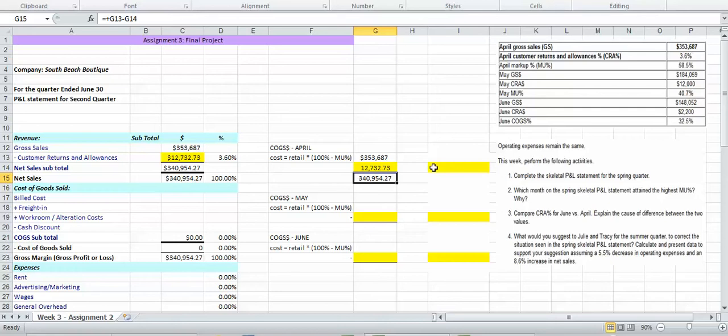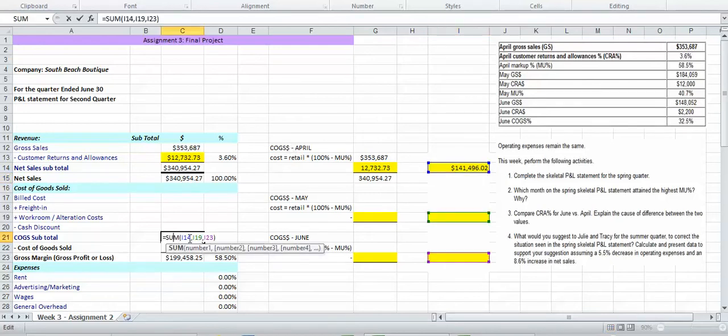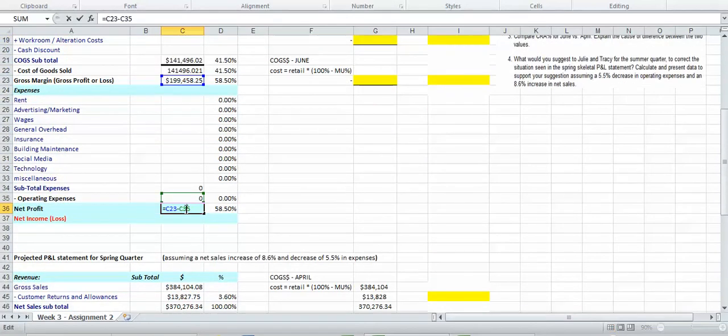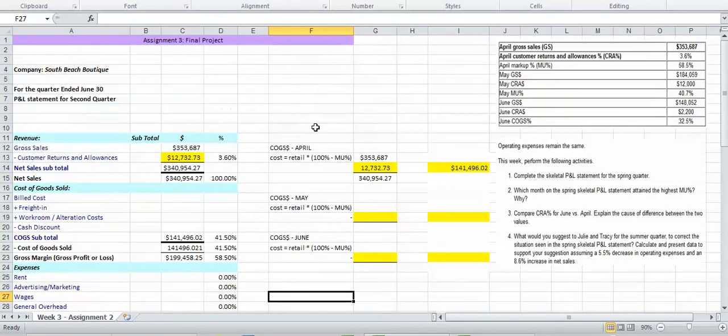The cost of goods sold I can get from this net sales figure: we'll do G15 times 100% minus what's in the problem over here, the markup, 58.5. And that's going to come out to 141,496.02. That populates in here so far, but again, that's only 1 month. Again, this net profit is going to self-populate, gross margin is going to self-populate.